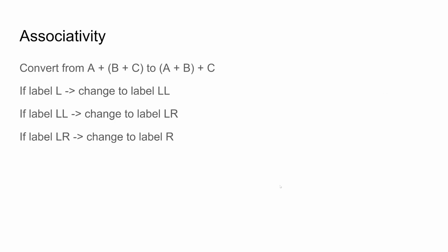Now we can also prove associativity. We will cover one direction of this. If you have the label L, you change it to LL. Label LL, you change it to LR. And label LR, you change it to label R. As an exercise, think about how this actually works, and also consider the opposite direction. How would you convert from the right-hand side to the left-hand side?